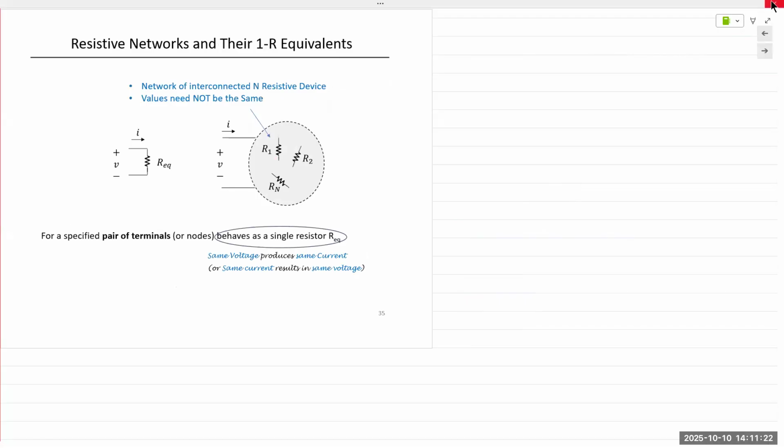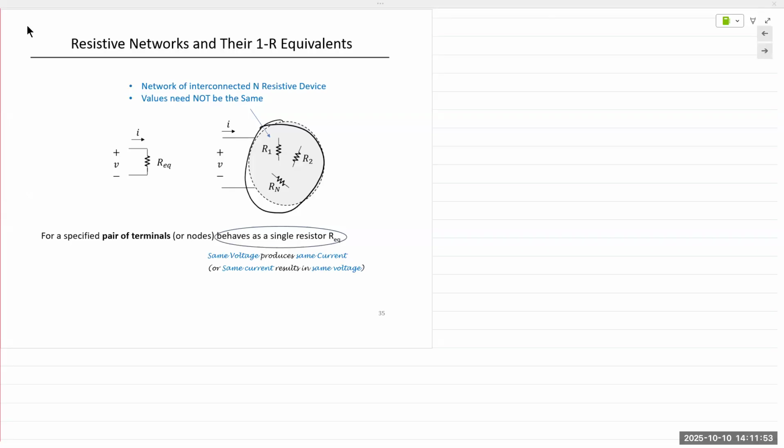When you perform analysis involving resistors in a circuit, it helps if you can apply Ohm's law directly. So let's consider a large resistive network comprised of n number of resistors, and they could be connected in multiple different ways. Some of them could be in series, some in parallel, some neither in series nor in parallel.